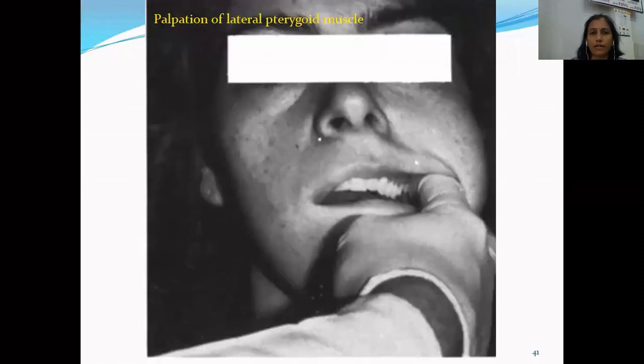Examination of the lateral pterygoid muscle. Here we place the index finger of one hand and ask the patient to slightly open the mouth, then palpate behind the maxillary tuberosity region, both medially and laterally, for the functional evaluation of the lateral pterygoid muscle.